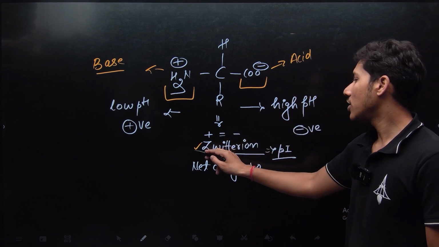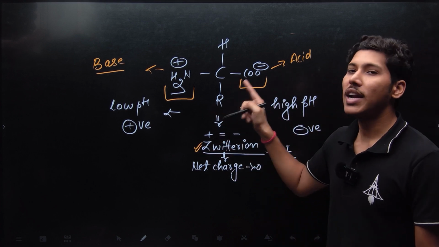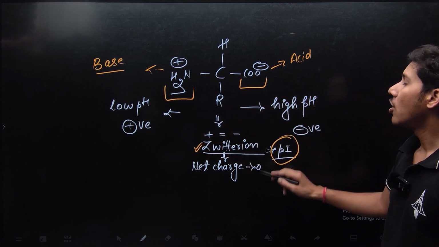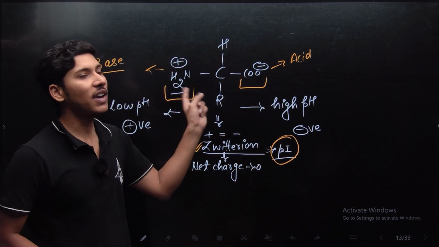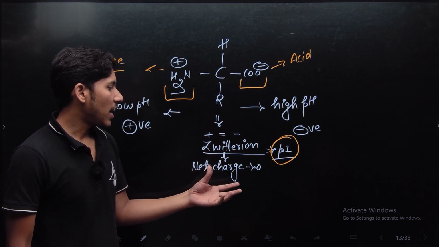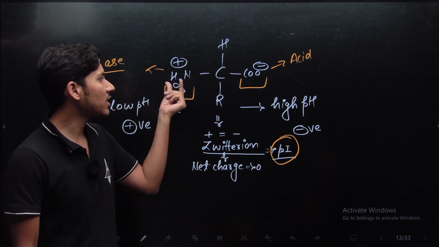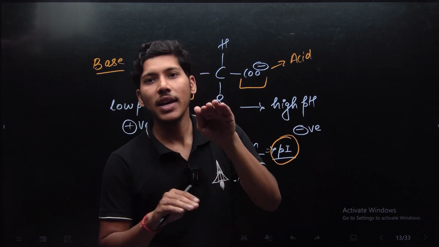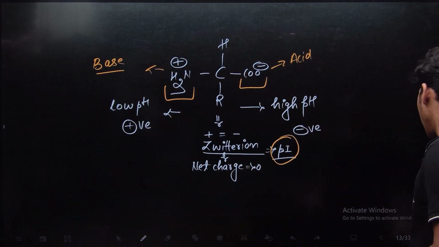And that stage is known as the Zwitterionic stage of the amino acid. The pH at which the Zwitterionic stage is reached is known as PI, or isoelectric pH. So at isoelectric pH, the amino acid will have no net charge. That stage is known as the Zwitterionic stage. And at the Zwitterionic stage, this amine and this carboxyl group will contain equal and opposite charges. Okay, clear? Let's move ahead.